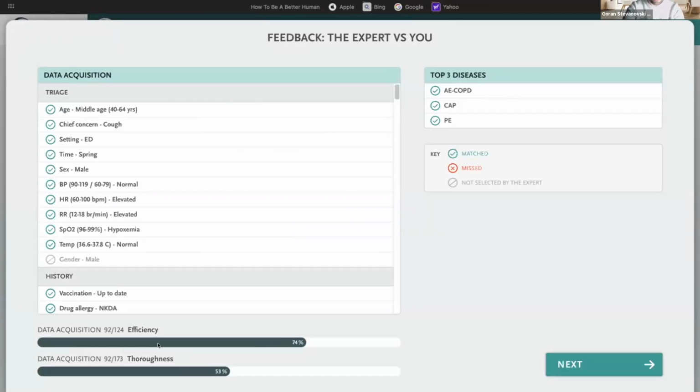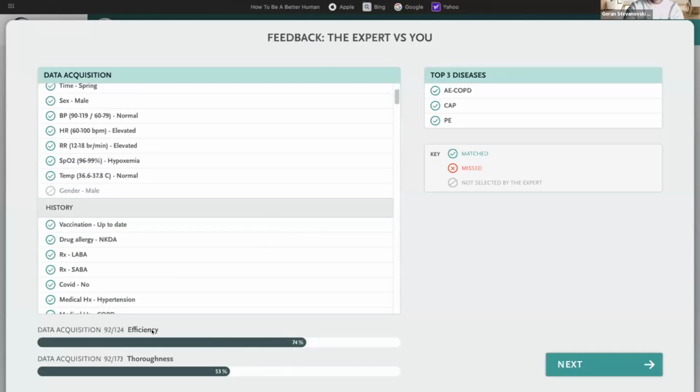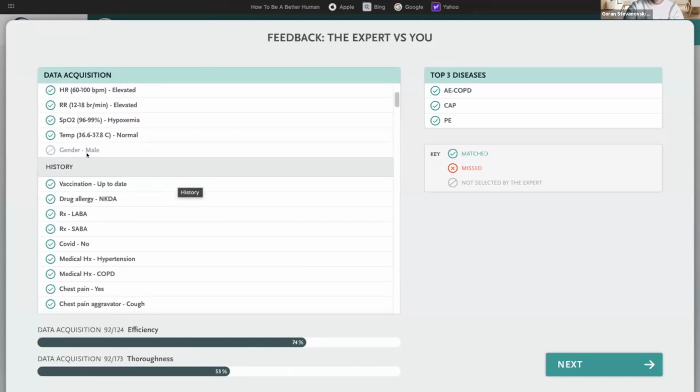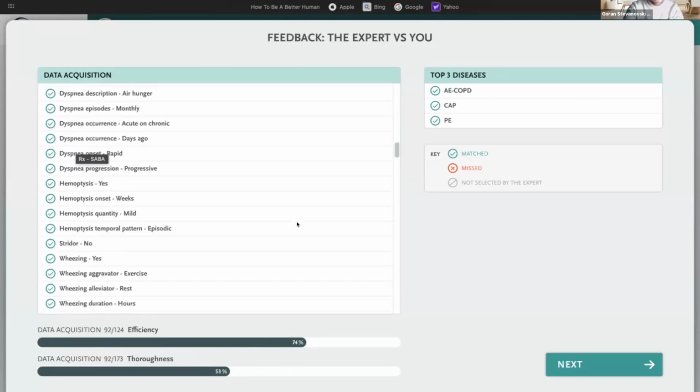We have the data acquisition, we have really good efficiency, or at least good efficiency, but not great thoroughness. And I would say the thoroughness and efficiency will vary depending on the level of your learners. So more novice learners will be far more thorough, but more seasoned learners will be efficient. And we go here, we see what we noted, but we really didn't have to. And is there anything that we missed?